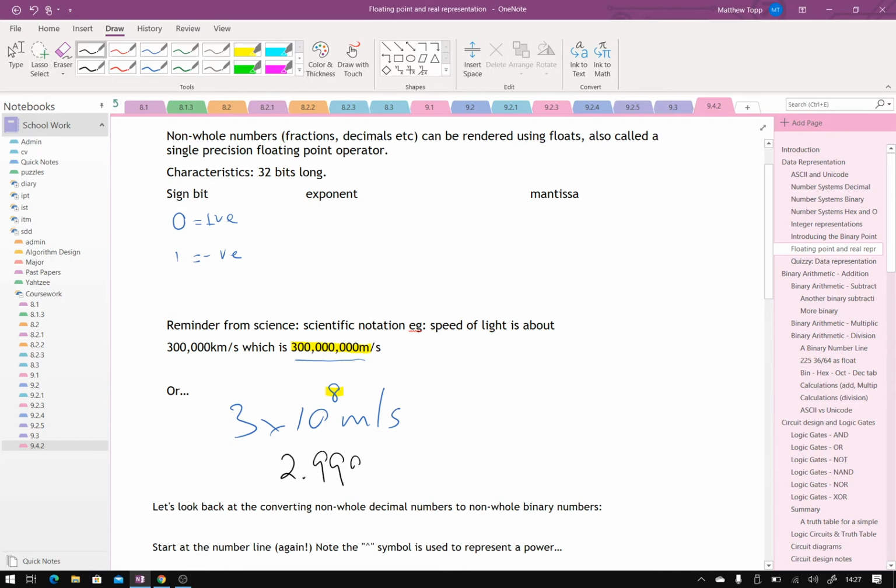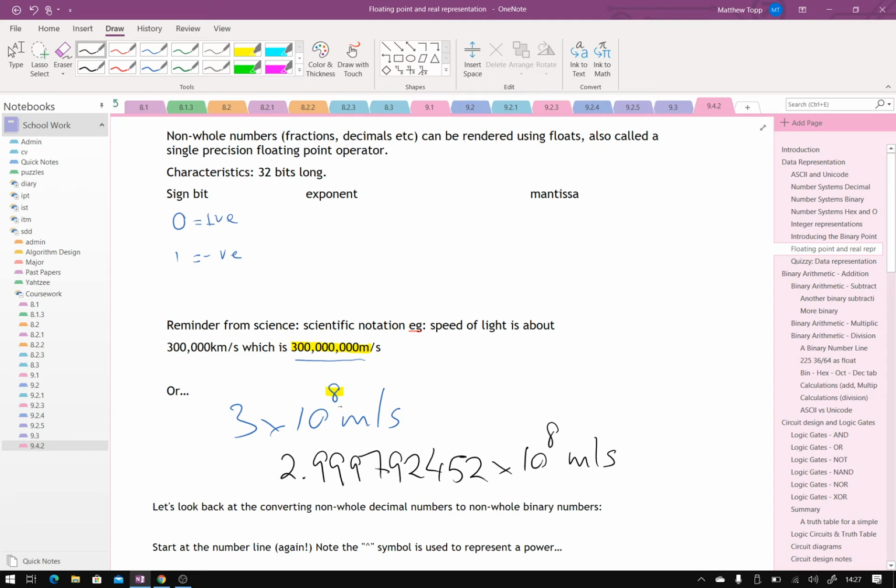2.99792452 times 10 to the 8th metres per second, which is kind of stupid. But when you're looking at a number like 300 million as 3 times 10 to the 8th, you get an idea of the magnitude and you actually see that number as being relevant and important. Now, when we do it with floating points, it's the same idea. It's 1.10101 times, it's actually 2 to the power of a number.